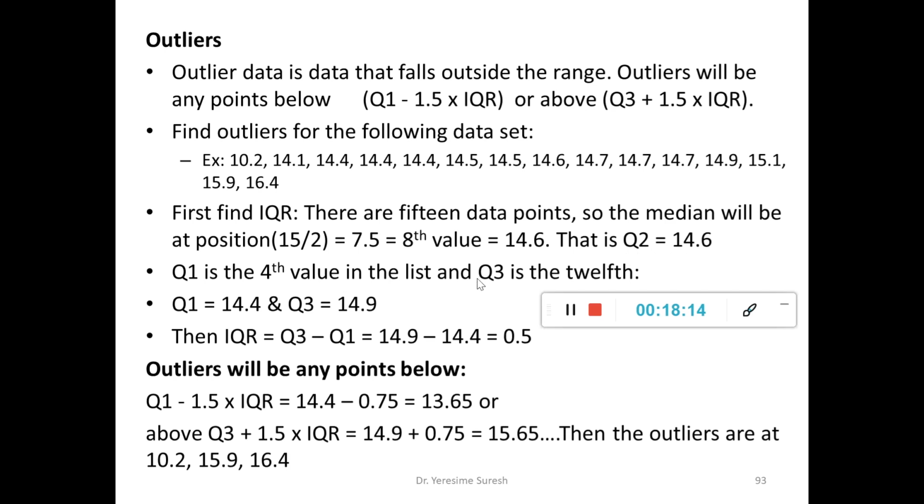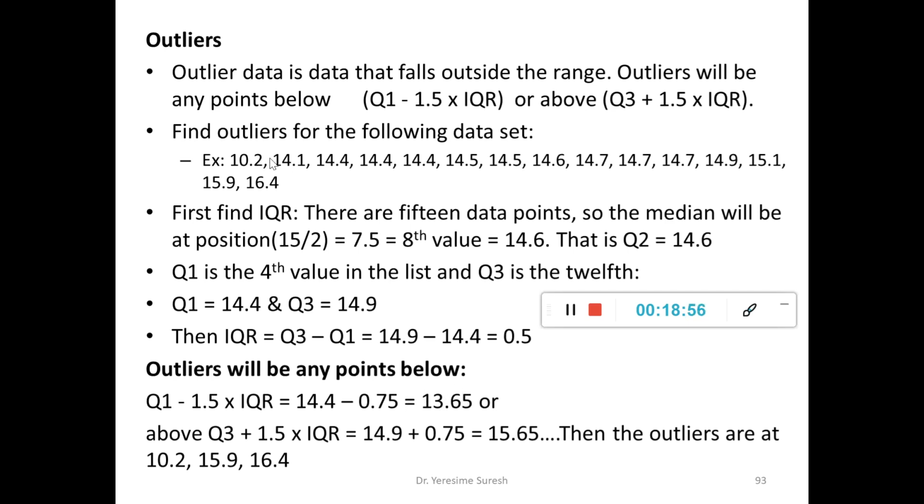Q1 is the 4th value in the list and Q3 is the 12th value. So Q1 is 14.4 and Q3 is 14.9, and IQR is Q3 minus Q1. So 14.9 minus 14.4 is 0.5. So what will be the outliers? One falling below the range, one falling above the range. How will I calculate? Q1 minus 1.5 into IQR. What is Q1? 14.4. I have substituted here. Multiplied by 1.5 and subtracting, I'll get 13.65. With respect to the upper bound, Q3 plus 1.5 into IQR, I get 15.65. So what are the values falling below 13.65?